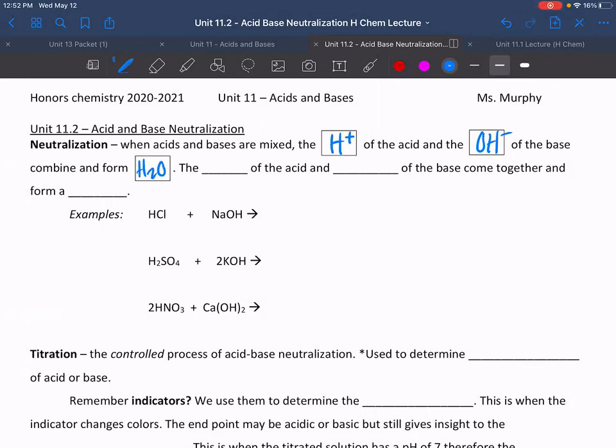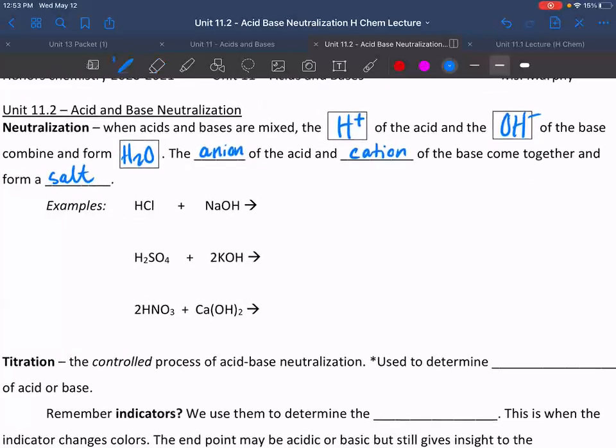And so what happens after that, once the H and OH leave, is what's left over is the anion of the acid and the cation, or the metal, from the base. Well, if an anion and a cation come together, they form what's called a salt. We know these as our ionic compounds. And so I'm going to go through a few examples of what happens in neutralization.